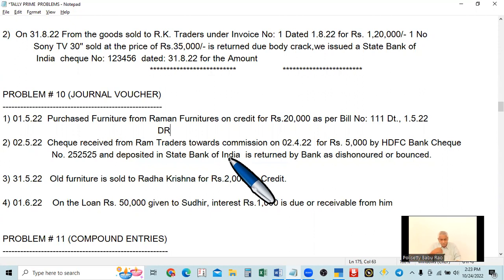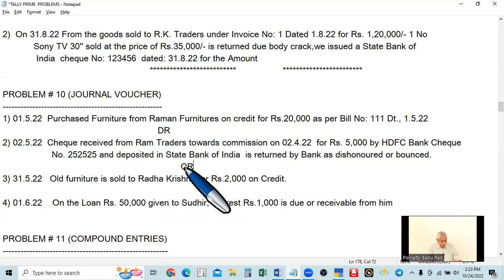If we receive cash, we receive cash. If we receive a check, it is deposited in the bank, and the bank will receive the money. That's why at that time the commission account is credited and the State Bank account is debited, because it will receive the money. Now it is not receiving the money. So what was already debited in State Bank of India is to be cancelled, which means it is to be credited. So State Bank of India account is to be credited now. So Ram Traders account is to be debited and State Bank of India account will be credited.